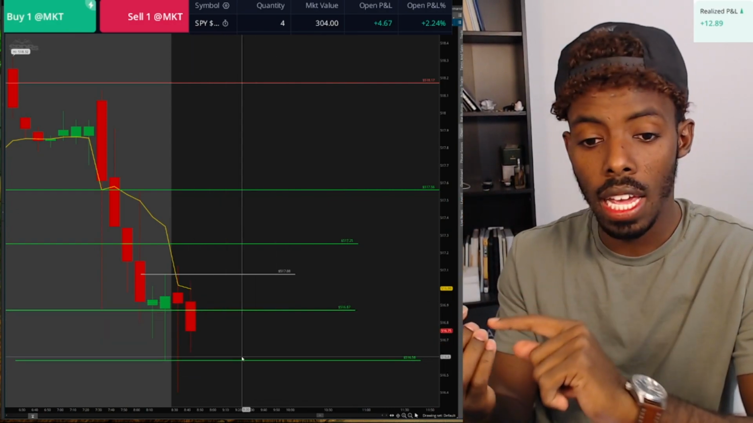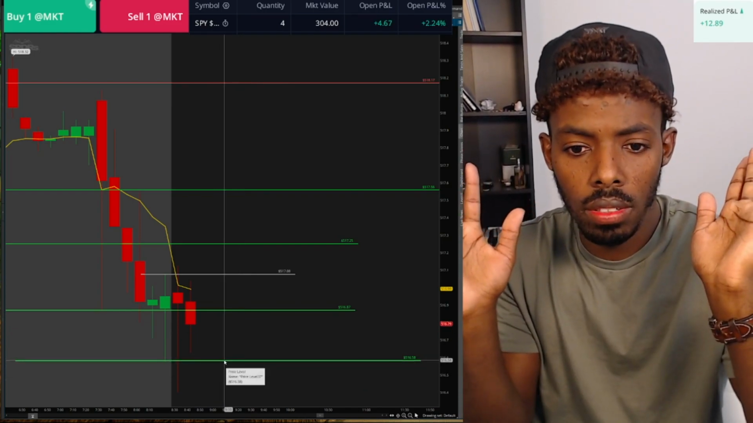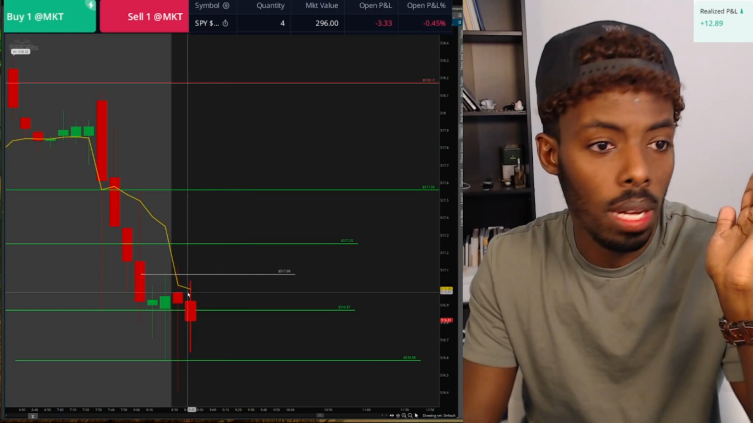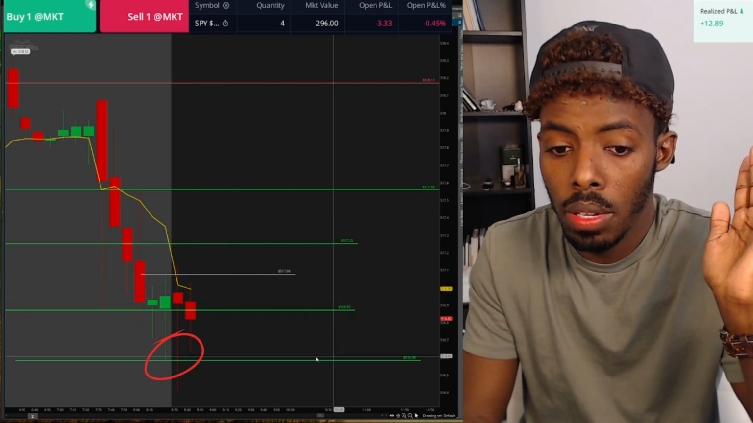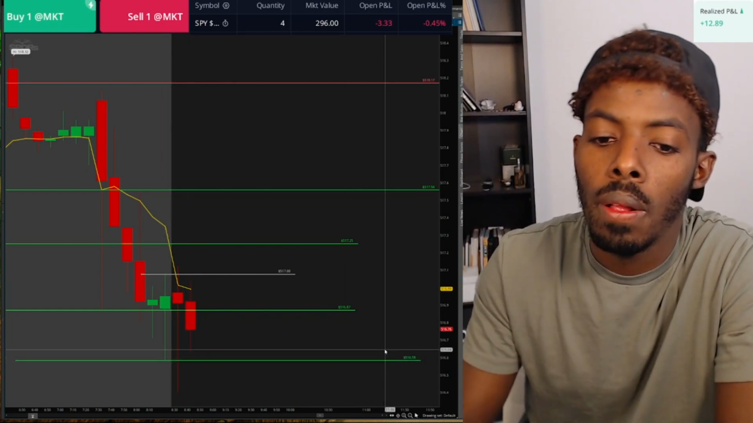I'm either going to be A, selling at a break at this level, or B, break even. You know what I'm saying? If it goes to the VWAP, I'm out. It's getting a wick right now, which is expected, right? This right here, this level, and that's fine.